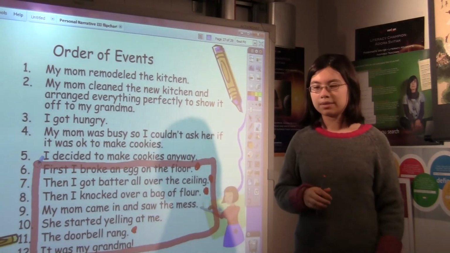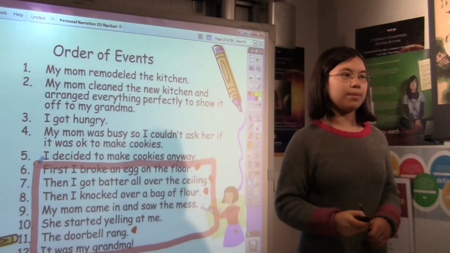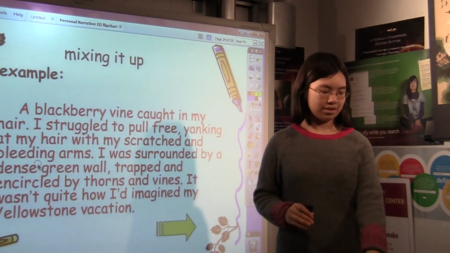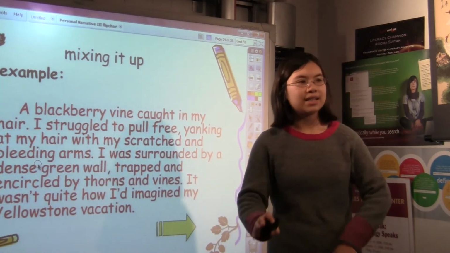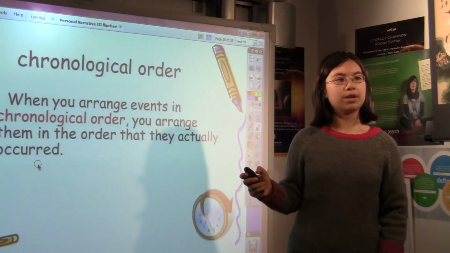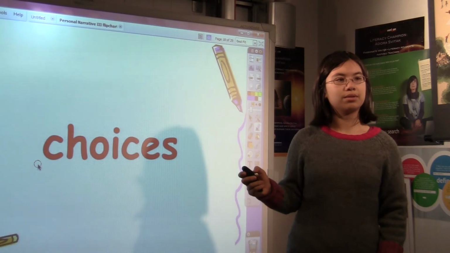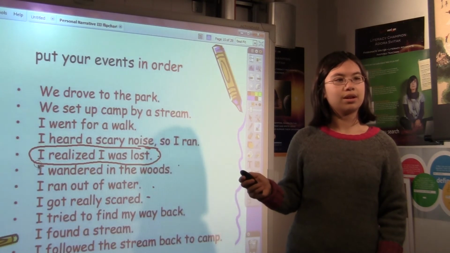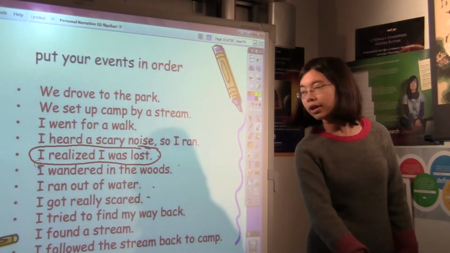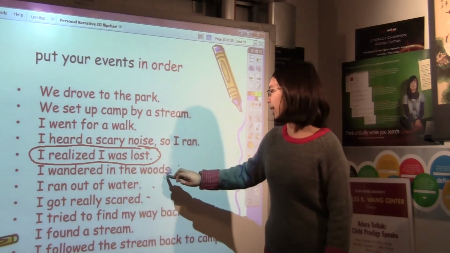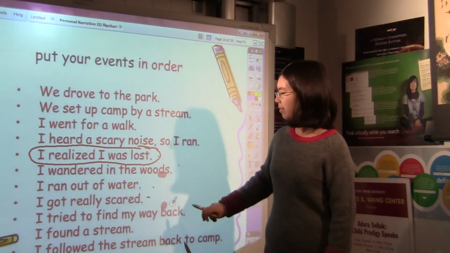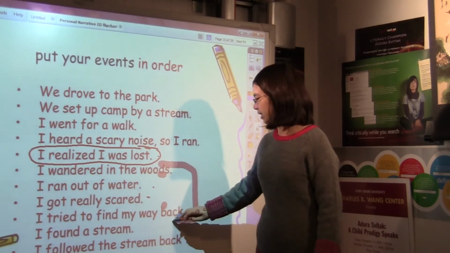So for instance, if we look at the Yellowstone example, it starts when there's this character who's trying to get through the blackberry vines and is stuck in the middle of the forest. So that's right from, let me try to find the list of the Yellowstone. Okay, sorry. So here's the Yellowstone one, and it starts right around here. I wandered in the woods, I believe. Or maybe it could have been, I'm thinking it's anywhere between here and here.